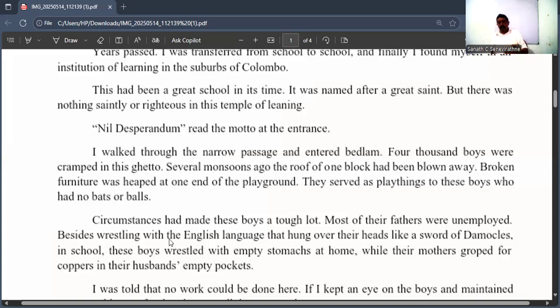The reason is that they had problems. Anuradhapura people didn't have that. In Anuradhapura they are farmers. They have paddy. Whatever circumstances are there, they can survive. But Colombo is not like that. If they earn, they survive.